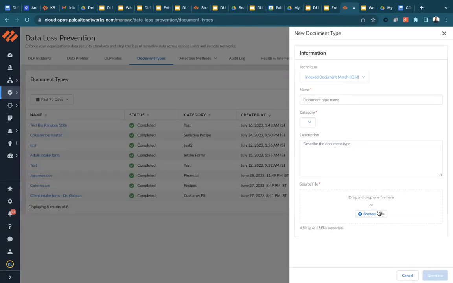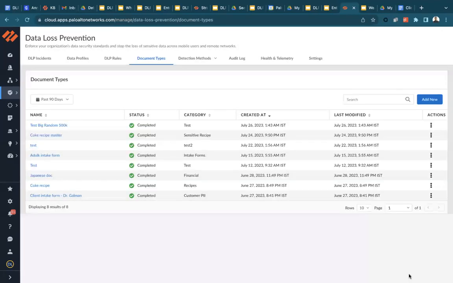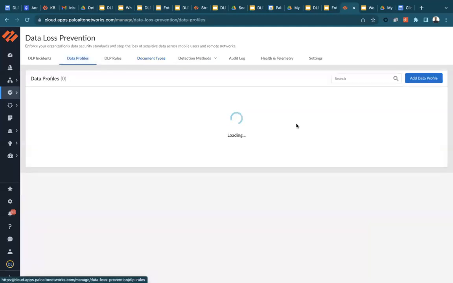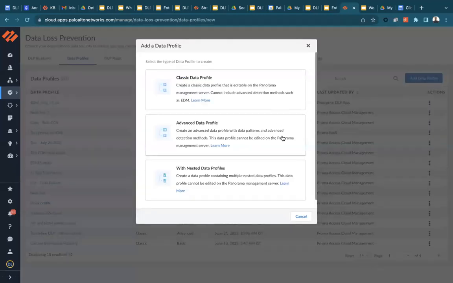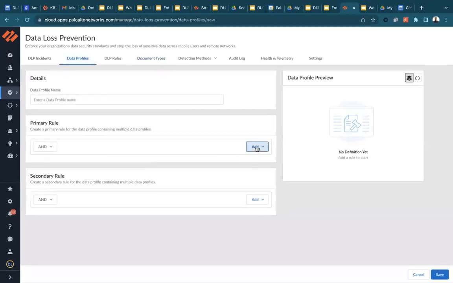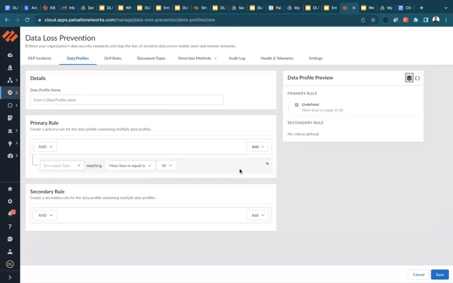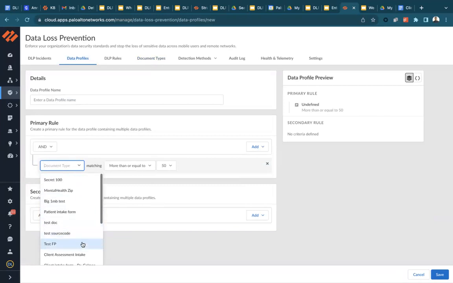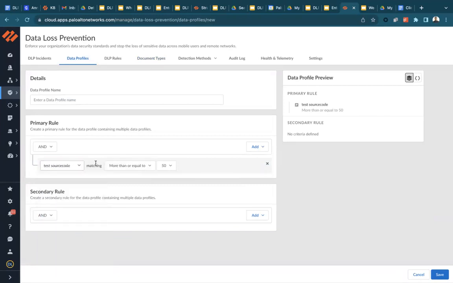So you're able to upload this blank form over here. It takes only one single source file at a time, and then it goes through salting, generating a unique fingerprint for that particular document. And anytime you're now able to use it on a data profile, just the way you would do for EDM. All of these are available only under advanced profiles. So you can add a document type and select any of the document types that we have uploaded under custom document types.